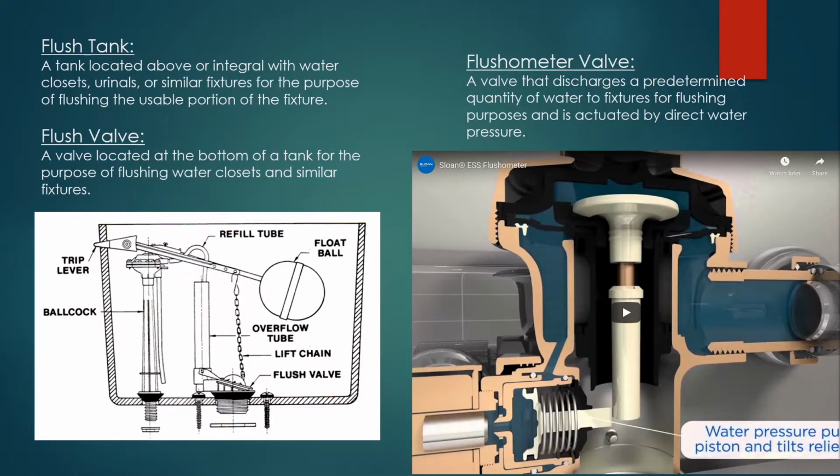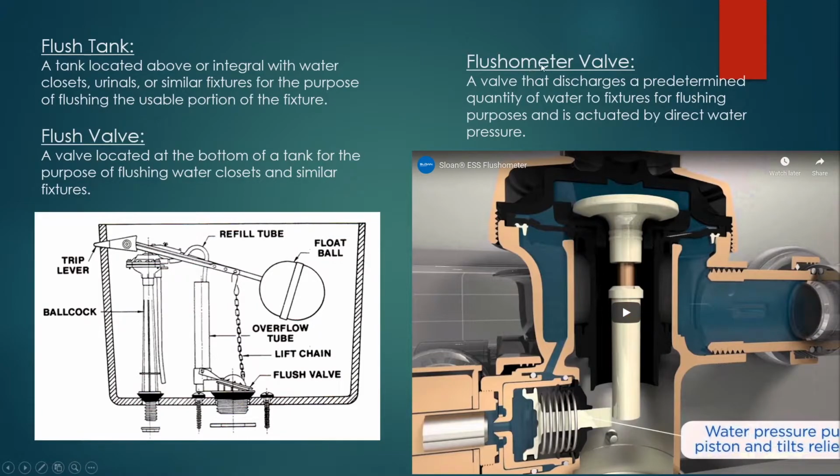Next, we have a flush tank, located above or integral with the water closet, urinals, or similar fixtures for the purpose of flushing the usable portion of a fixture. So the flush tank is typically on the back of a residential toilet. You have your flush valve. This is a valve located at the bottom of a tank for the purpose of flushing water closets and similar fixtures. That is down here at the bottom. So you pull your lever that pulls your float ball and arm up, and it lifts your flush valve, and that dumps water into the bowl.